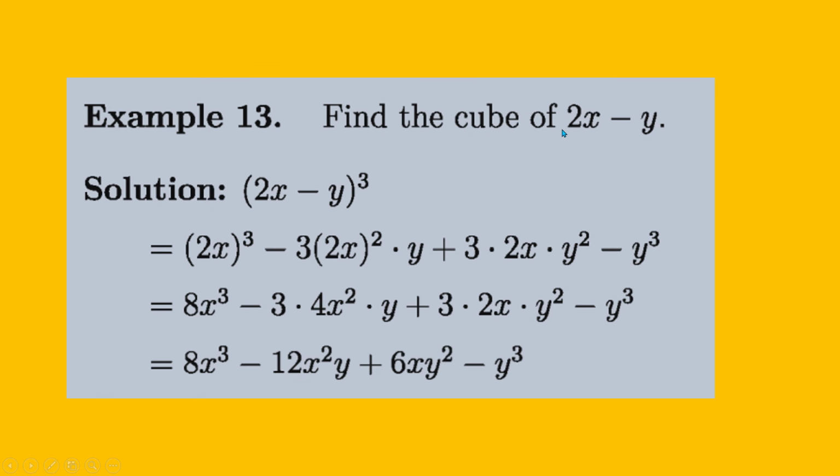Example 13, find the cube of 2x minus y. That means the cube of 2x minus y equals a cube minus 3a square b plus 3ab square minus b cube. As b means y and a means 2x, so 2x whole cube minus 3 into 2x whole square into y plus 3 into 2x into y square minus y cube. Now calculate this: 8x cube minus 3 into 4x square into y plus 3 into 2x into y square minus y cube. This equals 8x cube minus 12x square y plus 6xy square minus y cube. This is the required answer.